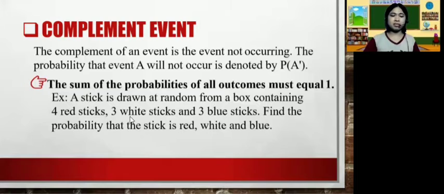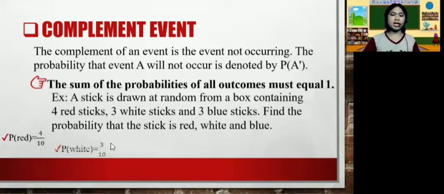So find the probability that the stick is red, white, and blue. The probability of red equals 4/10 because we have 4 red sticks here and the total number of possible outcomes is 10, since 4 plus 3 plus 3 equals 10. So the probability that the stick is red is 4/10.